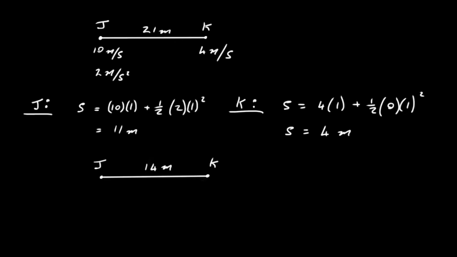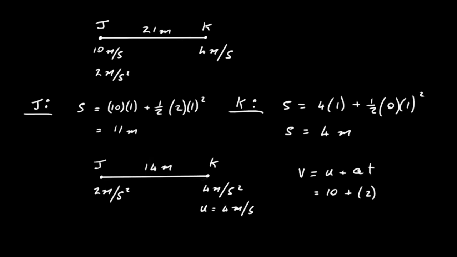We now know that John is accelerating at 2 meters per second squared still. Kevin has started to accelerate now at 4 meters per second squared, and his initial velocity at that time is 4 meters per second. John, on the other hand, we've got to work out his initial velocity. So if you take, let's say, v equals u plus at, his initial velocity was 10 meters per second. He accelerated at 2 meters per second squared over 1 second. So that brings him up to 12 meters per second.